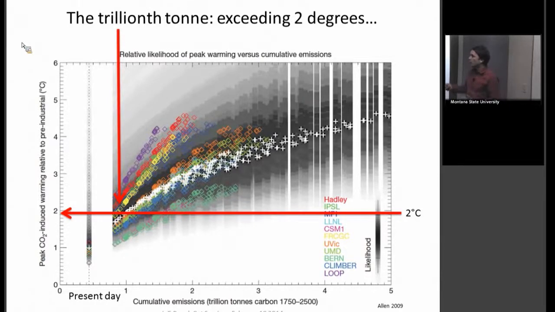And through a statistical analysis of this model ensemble, it was agreed that a cumulative target of 1 trillion tons in the atmosphere was considered a safe target. Exceeding the trillionth ton means that there's a high likelihood of exceeding 2 degrees temperature change, and then entering this realm of dangerous climate change.